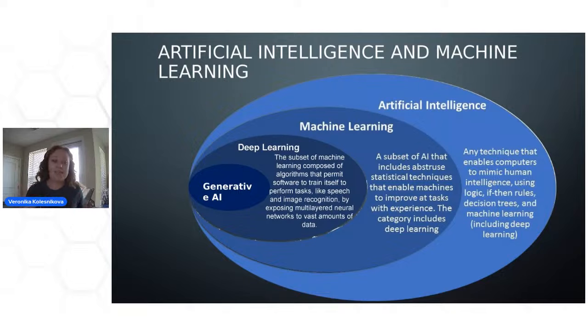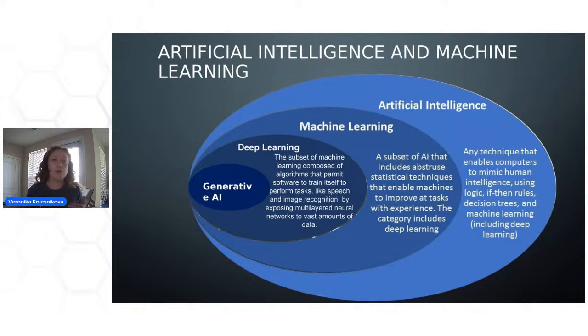With the vast amount of data that we have, we want our machines, our tools that we're building, to improve at tasks with experience, and for that we're using machine learning techniques. Next layer there is deep learning, and deep learning is a subset of machine learning. Again, with the amount of data that we're getting, and we have more and more data everywhere, we want to use it in the most efficient way.